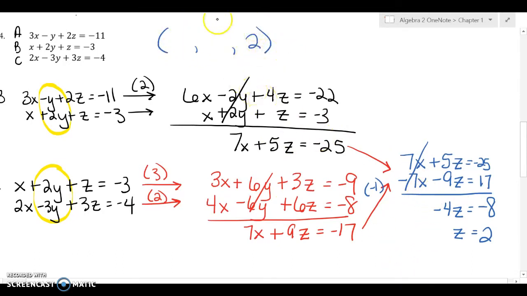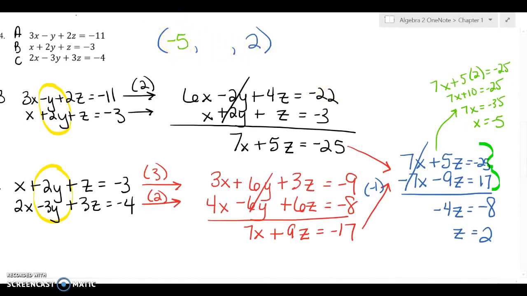And so now remember, when you plug it into the third answer, you want to use one of these two because those are already easier. You would have less to do. So I'm going to plug it into this one right here. So 7x plus 5 times 2 equals negative 25. So 7x plus 10 equals negative 25. I minus 10 on both sides, so I get 7x is negative 35. So x is negative 5.